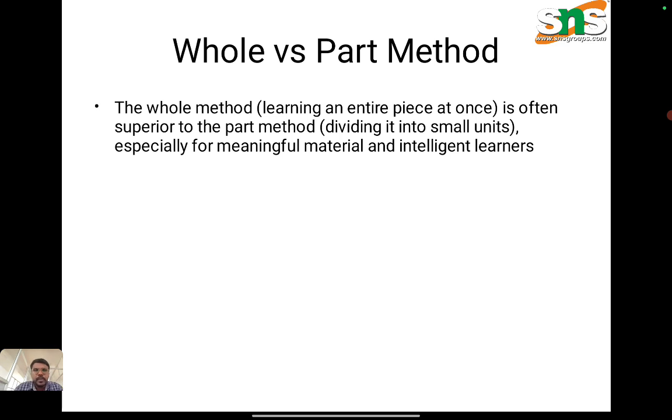Whole versus part method. In the whole method the learner learns the entire piece at once. The person will learn the entire chapter at one time. But in the part method, they can divide it into small units, into particular pages or particular topics. They cover only the specific part. That is the part method, especially useful for meaningful material for the learners.